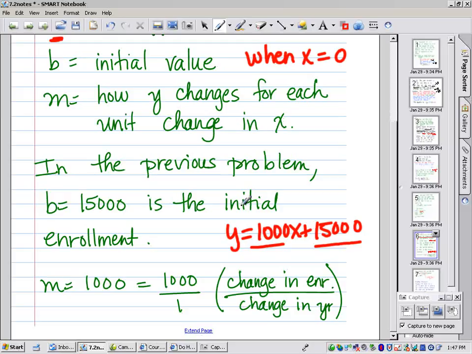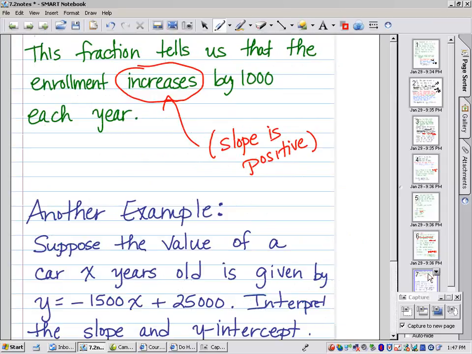And m describes how that enrollment is changing. Right, the 1,000 over 1 is change in enrollment over change in year. So the way we say that is that that fraction tells us that the enrollment increases, and that's because the slope is positive, by 1,000 each year. Now, if that denominator had been 3, we would say it increases by 1,000 every 3 years. So that's how you determine it.